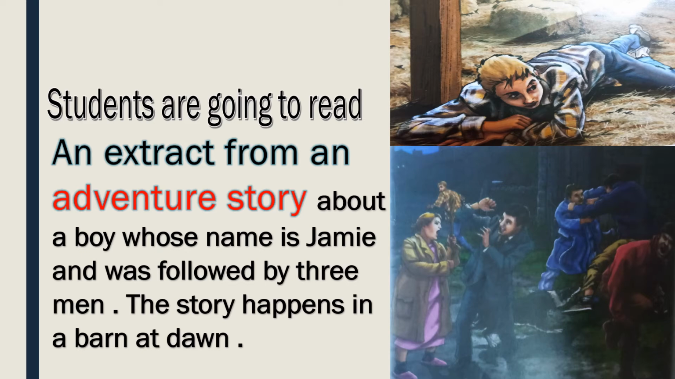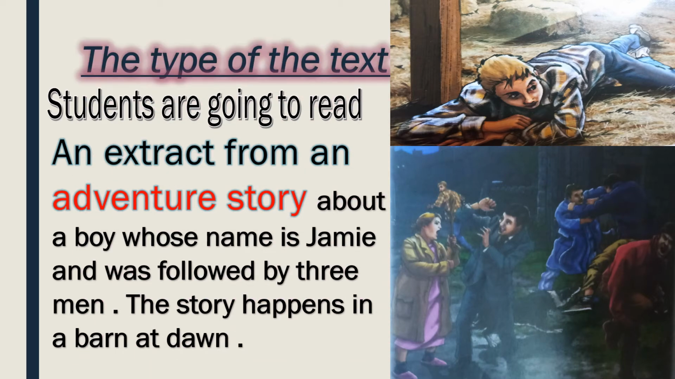So again, if I ask you what is the type of the text that you are going to read, excellent, it is an adventure story. What do you mean by adventure story? It is a type of story in which the main character is facing something dangerous and tries to survive from it. In this adventure story, the main character, Jamie, was followed by three men, and this story happens, excellent, in a barn at dawn. هذا السيتنج للستوري اللي هو in a barn at dawn.